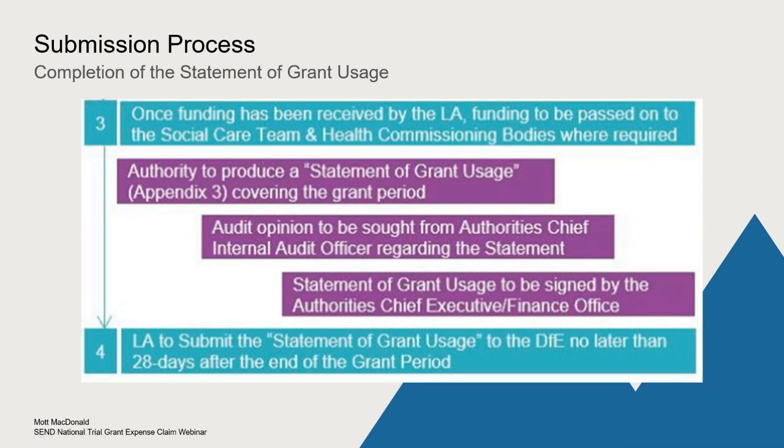So then stage 4 is the completion of the statement of grant usage, as you can see down here. For the period of the trial, April 2018 to August 2021, the LA must produce a statement of grant usage providing detail of the eligible expenditure for this period. This must then be sent to DfE at the Sanctuary Buildings no later than 28 days after the end of the grant period, so August 2021. So I'm now going to cover what is required of LAs in the statement of grant usage in some more detail.